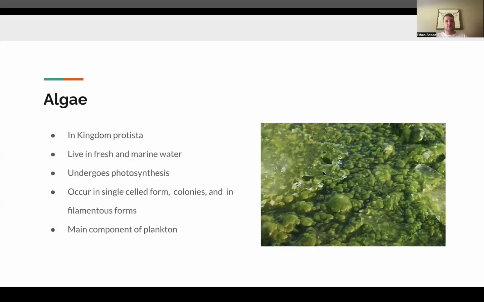The next type of eukaryote we are going to discuss is algae. Algae belong to the kingdom Protista. They live in fresh and marine water, and they undergo photosynthesis. Algae is a large group of photosynthetic organisms, and they can be recognized by members such as kelp and seaweeds. They occur in single-celled form, colonies, and in filamentous forms. Larger forms of algae can possess tissues and even simple organs. And algae is also the main component in plankton, which are the large floating communities of microscopic organisms that we see throughout water.